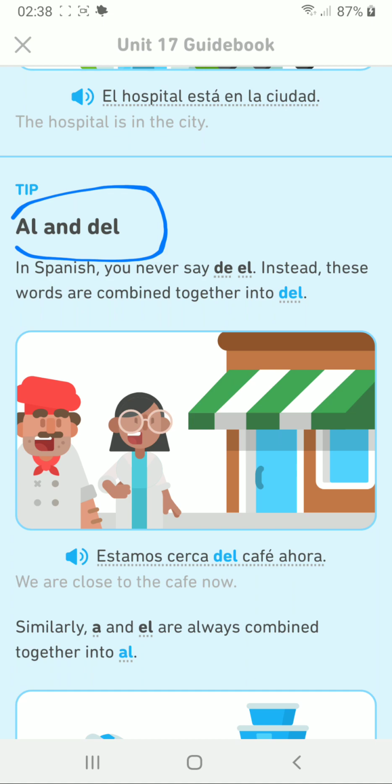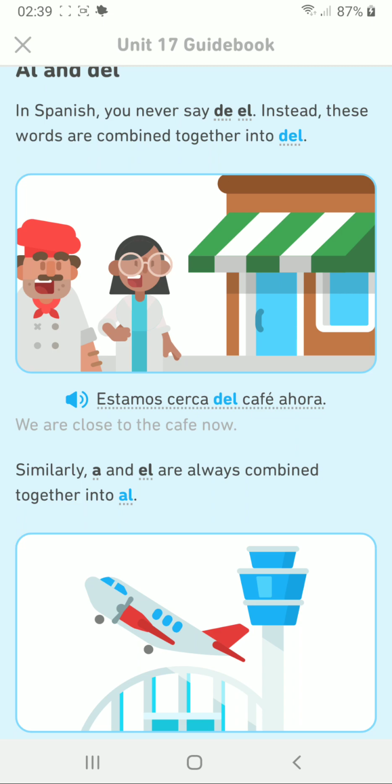In Spanish, you never say de él. So de él, for example, de el café and so on. You have to combine them together and you get a new super combo preposition. So an example here. Estamos cerca. So normally it will be de qué cosa. So de el café. But you don't say de el café, you say del café. Cerca del café. Now we are close to the café, but we can say estamos ahora al lado del café. So we are next to the café.